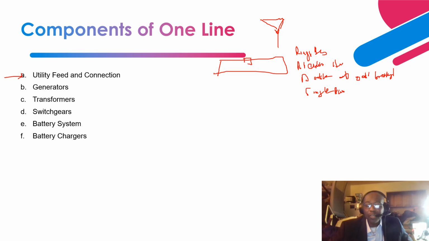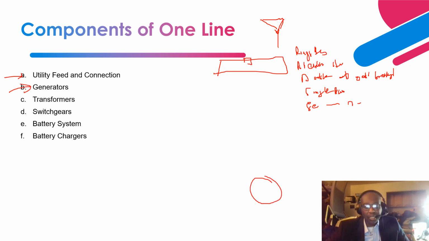Then we have a double bus with a sectionalizer, right? That is two buses with a tiebreaker in between. So the tiebreaker is called a sectionalizer. Okay, so these are all the different bus schemes that we have out there that basically can be shown on a one-line diagram. Next is a generator, right?